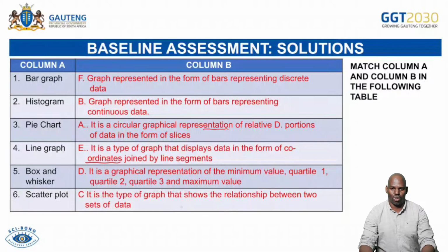The definition of a scatter plot is that it is a type of graph that shows the relationship between two sets of data. So you should have indicated 1 goes with F, 2 with B, 3 with A, 4 with E, 5 with D, and 6 with C. So boys and girls, if you got 6 out of 6, it means you know your definitions and concepts very well, which is what we need in MathsLead as well.